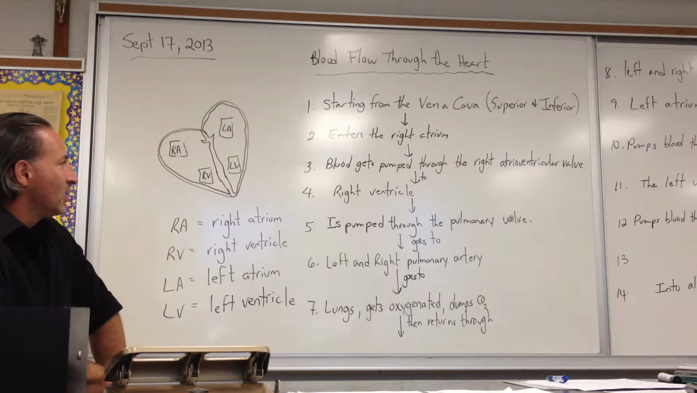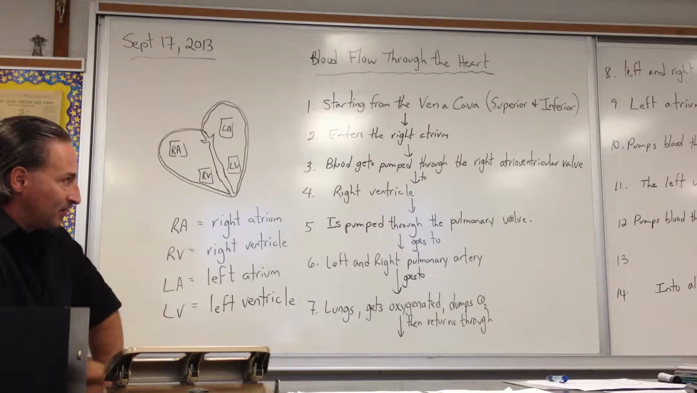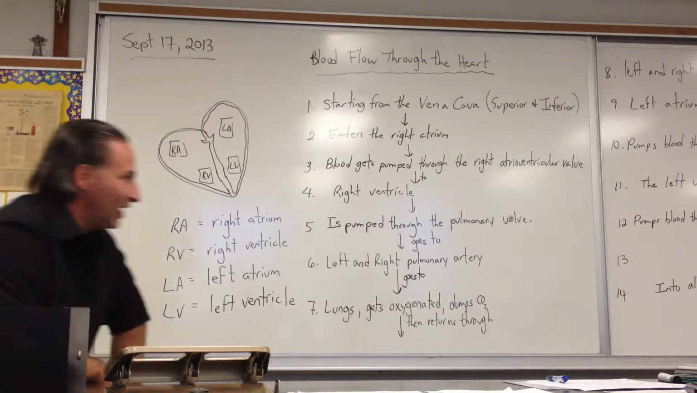So picking up from the right atrium, the blood gets pumped through the right atrioventricular valve. I believe it's also called the tricuspid valve, and it enters the right ventricle. From the right ventricle, when it contracts, the blood is pumped through the pulmonary valve, which goes to the left and right pulmonary artery. The blood then goes to the lungs, gets oxygenated, dumps carbon dioxide, and then returns through the left and right pulmonary veins, entering into the left atrium.